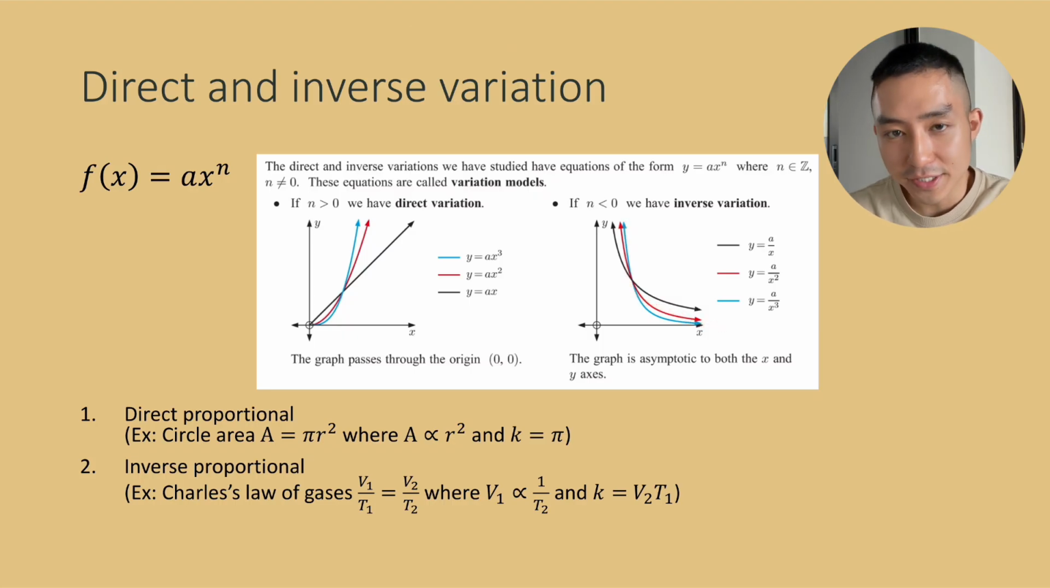The key point here is to understand the proportionality. We call it direct proportional and inverse proportional. For direct proportional, let's say we can take a circle area, where A equals pi r squared.